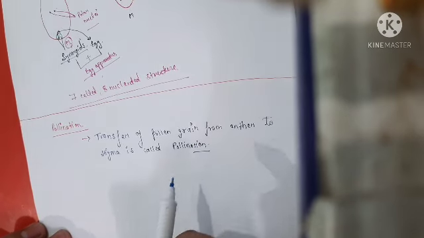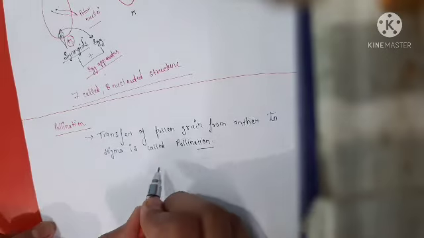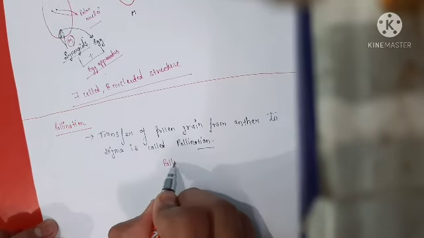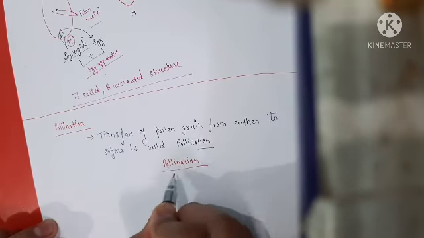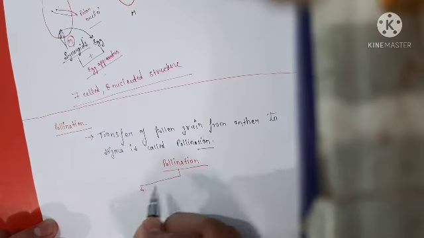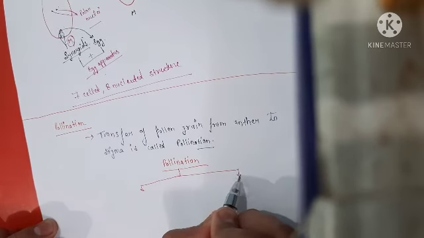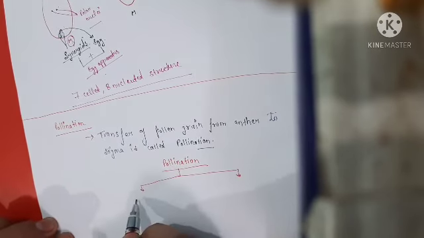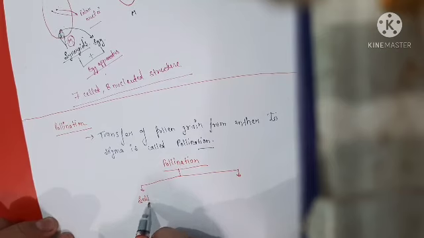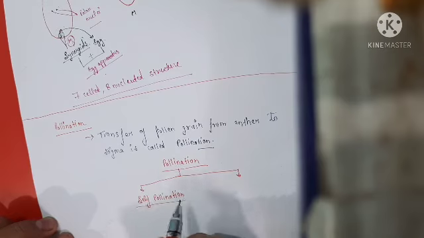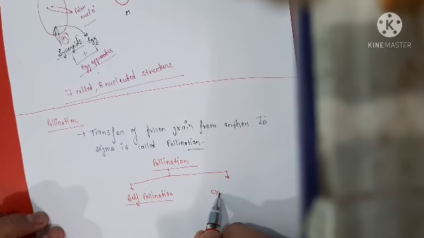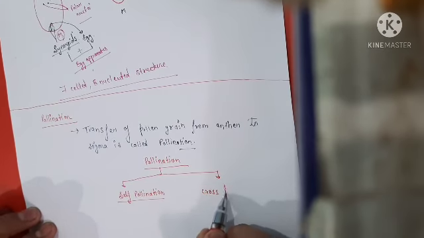Okay friends, pollination is of two types. You all have to know pollination. It is of two types. The first one is self pollination, and another one is cross pollination.